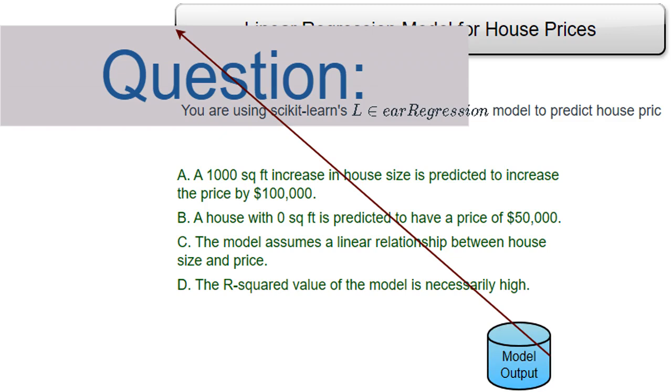This question presents a linear regression model, which predicts house prices using size as the input. sklearn is a popular Python library for machine learning. The model has an intercept of 50,000 and a coefficient of 100 for house size. We'll determine which statements accurately describe this model. Let's dive into the details.